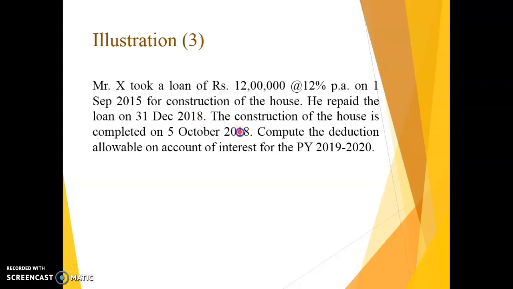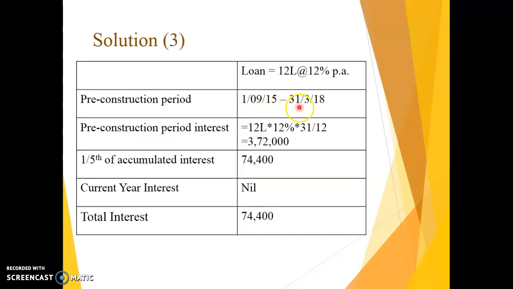In this case again, the construction is completed before the repayment of the loan. So the pre-construction period starts from 1st September 2015 and ends on 31st March 2018. Although construction is completed in October 2018, we have to choose the ending period as 31st March preceding the date of the construction. So construction is completed on 5th October, but the ending date of the pre-construction period is 31st March 2018. So we have identified the pre-construction period.